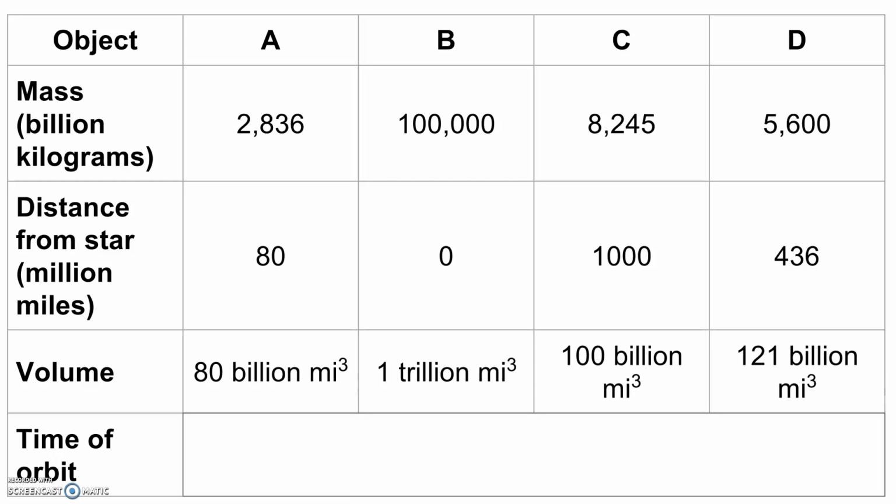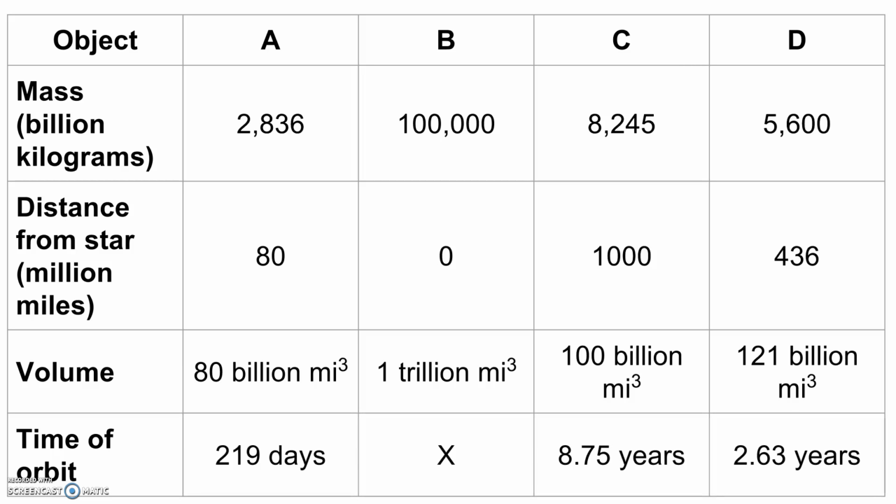Taking a look at some of the volumes here, which object would be the largest? It makes sense that the object with the most mass would also be the largest. Not always necessarily. You saw yesterday that sometimes black holes are not that big, but they're still very powerful. In this case, object B would be the largest because it takes up the most volume. The smallest would be object A.